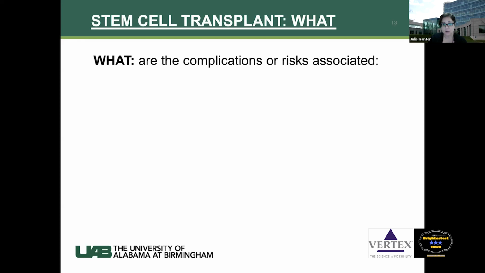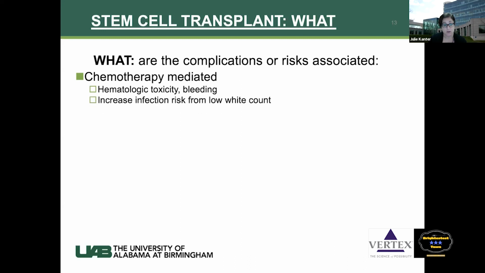So we need to talk about the complications or risks associated with stem cell transplant. The first is that chemotherapy is still required for most types of transplant. So it is important that we understand the side effects and complications of chemotherapy. There's hematologic toxicity or risk of bleeding. There's a risk of increased infection from low white counts, and mucositis, or ulcers on the inside of the mouth that can go all the way through the GI system, caused by the chemo.